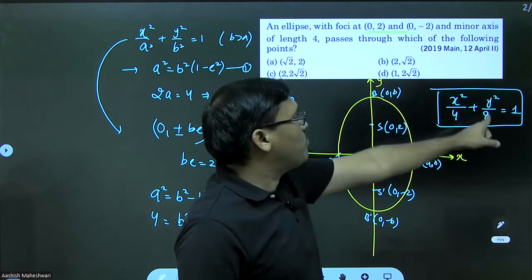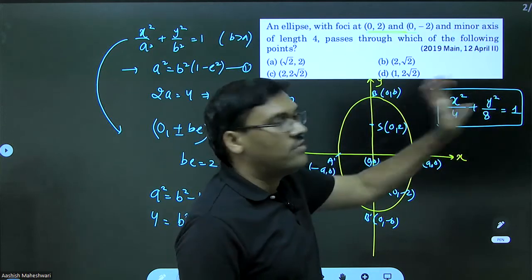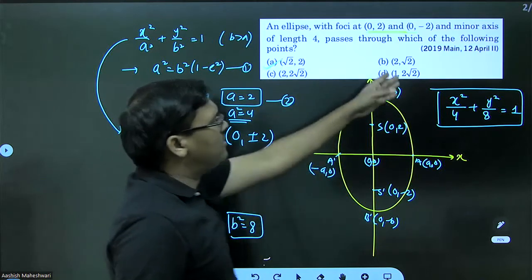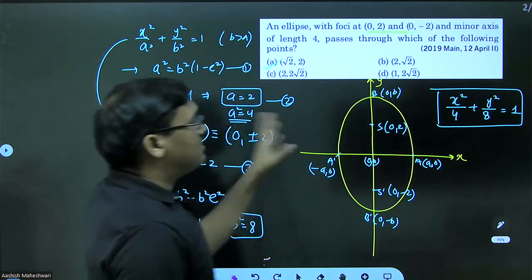And this is 4 by 8, this is 1 by 2. 1 by 2 plus 1 by 2 will become 1. So the answer will be equal to option A. You can check the other options, you will find they will not satisfy this condition.